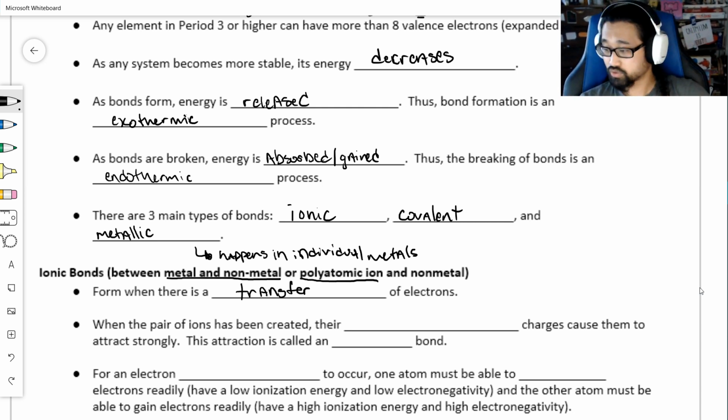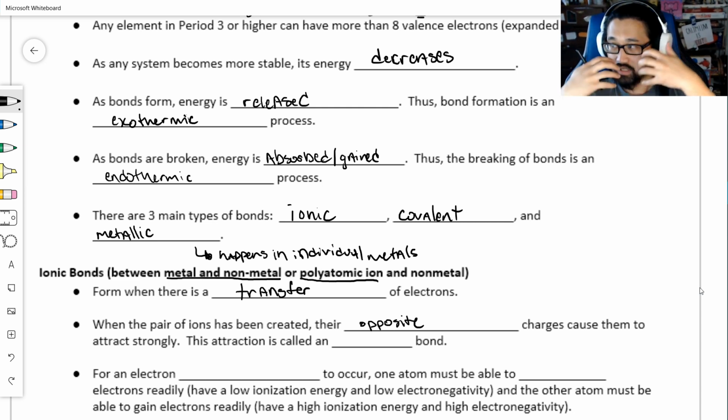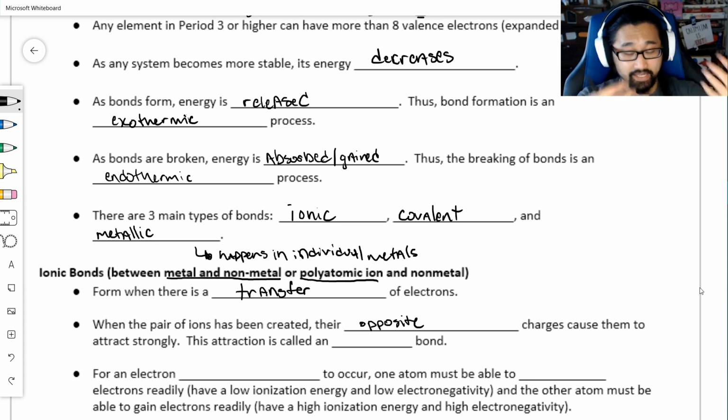They have a charge. The pair of ions is created, and they have opposite charges. One of them will be positive, the other will be negative. They attract strongly. That opposites attract premise that you have had in your science classes over the course of many years is very important here. The attraction of oppositely charged ions is simply called an ionic bond.